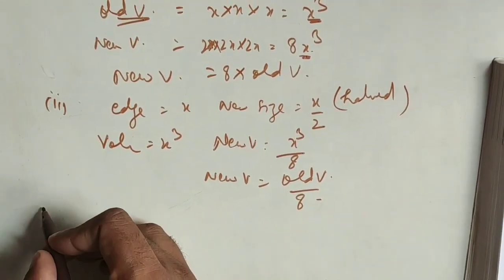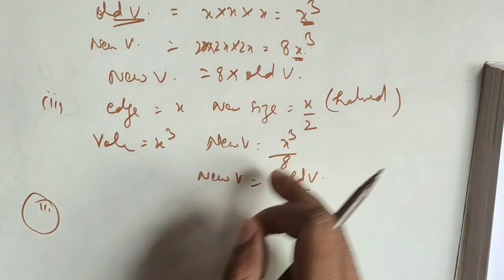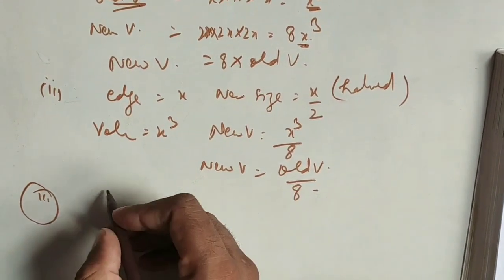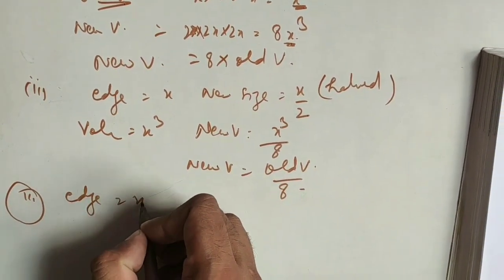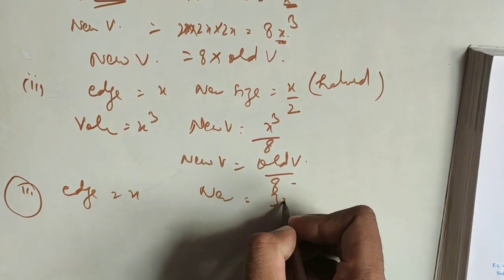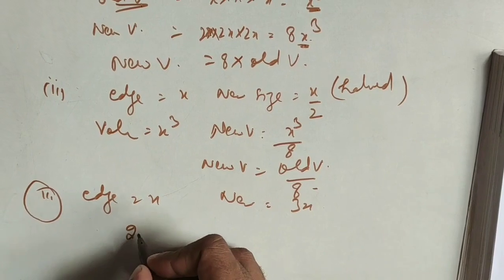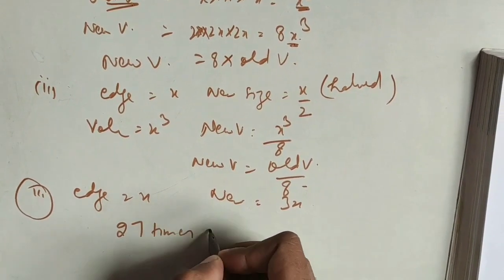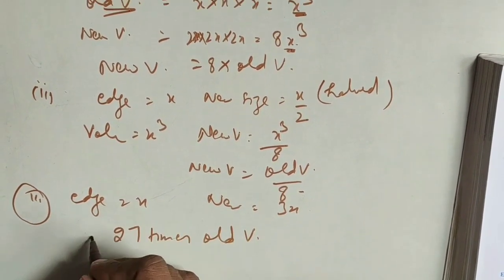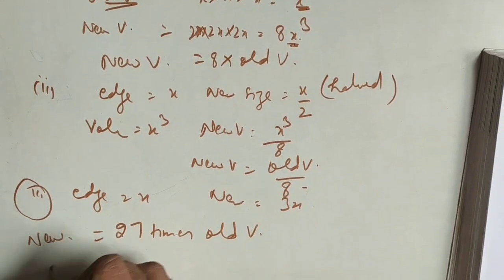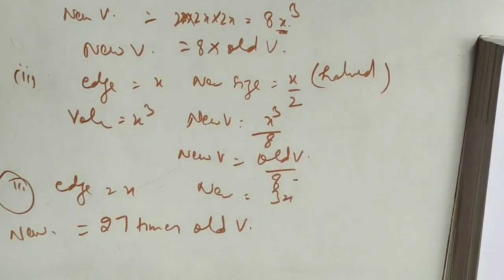Okay. Third part is if it is tripled. If we triple it, so edge earlier was x, now the new is 3x. So if you do it like this only, you will find that it becomes 27 times old volume. New volume will be 27 times old volume.